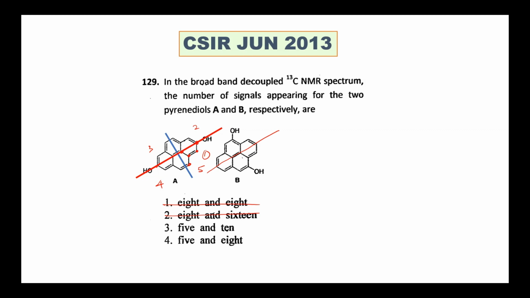So now in any half of the molecule, I count the number of carbons. 1, 2, 3, 4, 5, 6, 7, 8, 9, 10. Don't forget to count these bridging carbons. Usually students forget this and they lose the mark. So I have 10.